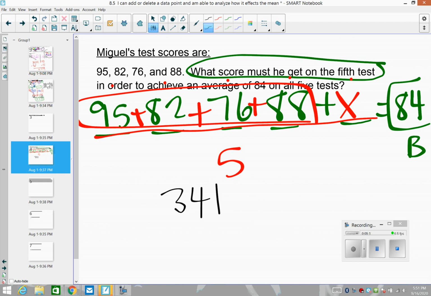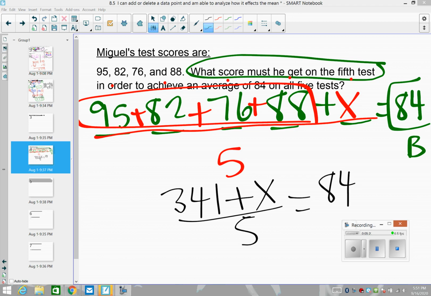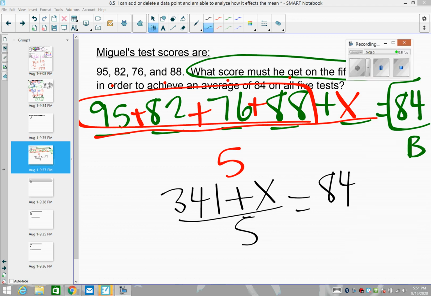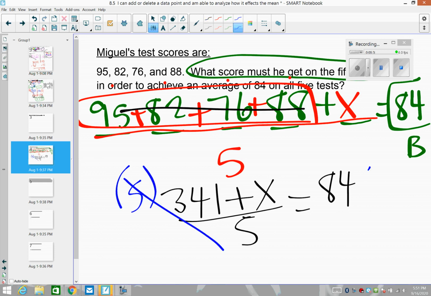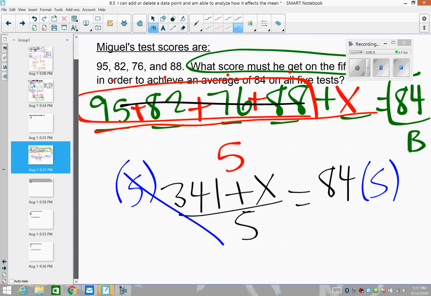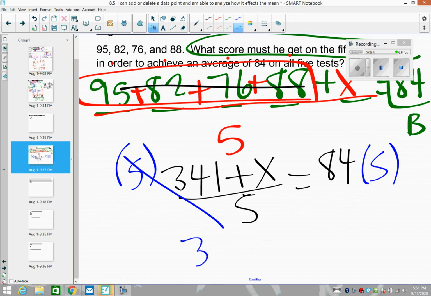Those are the test scores so far, plus x, divided by the 5, is equal to 84. So these add up to 341, and then plus that one that's unknown. So to solve this then, we're going to multiply, copy, paste, copy, paste. We're trying to figure out what value Miguel needs to get on the next test. So 341 plus x is equal to 84 times 5.